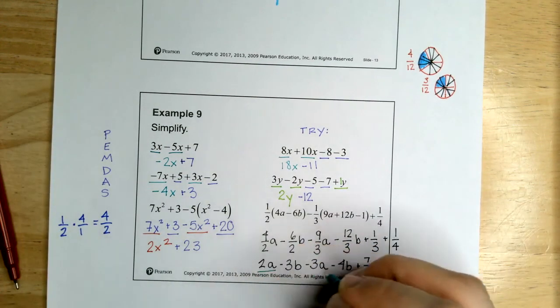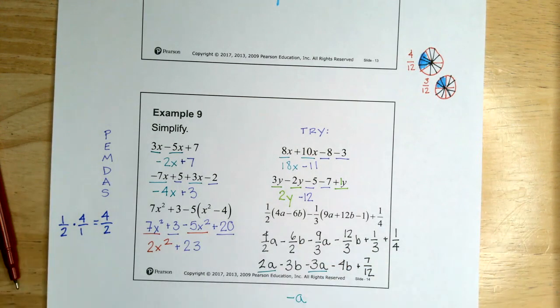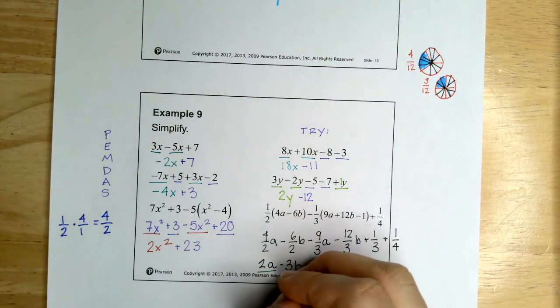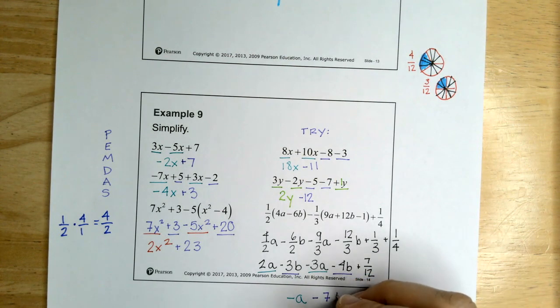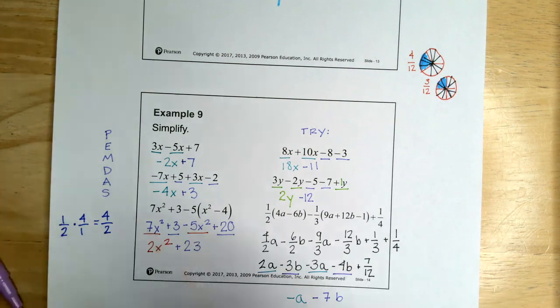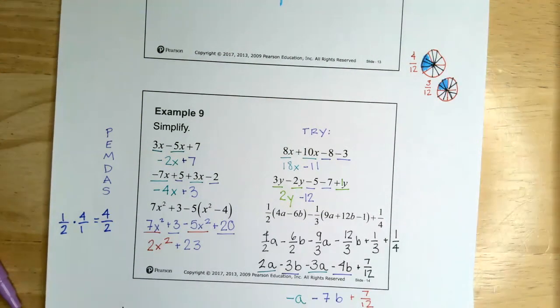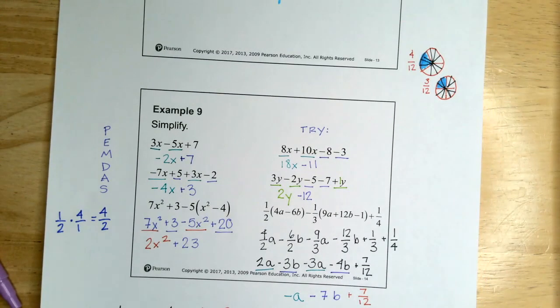So I have a 2a and a -3a. That becomes a -a. And then I have a -3b and a -4b, which will be a -7b. And then I just add the 7 twelfths. All right, and that's all I have for you guys today.